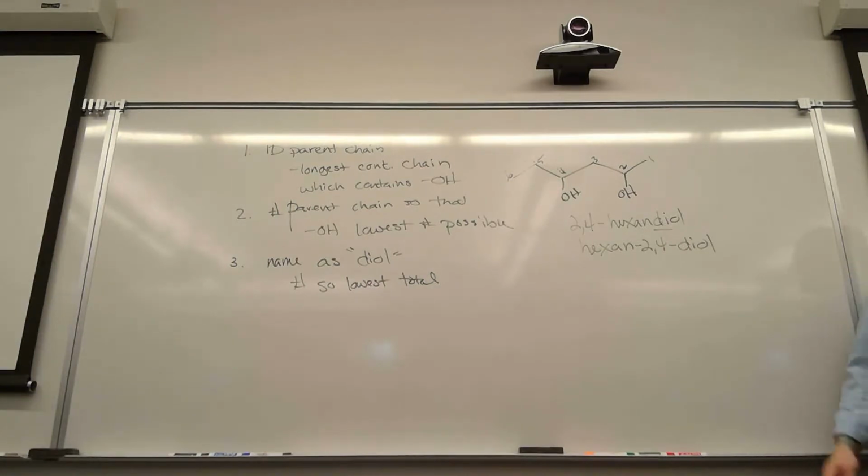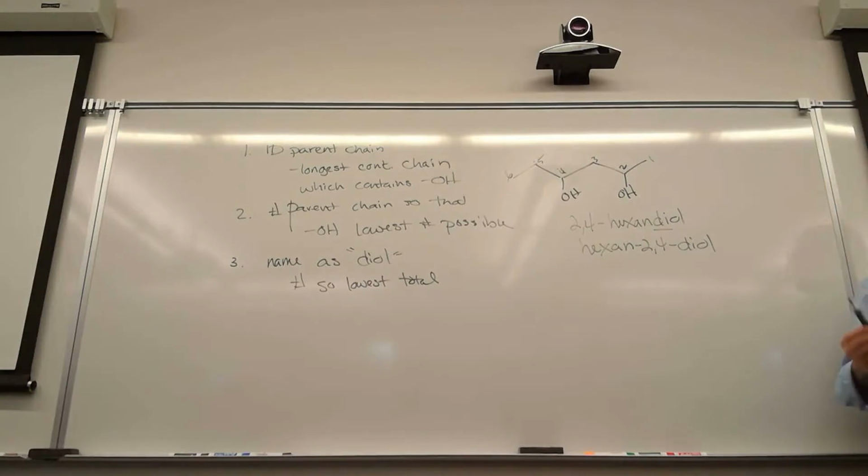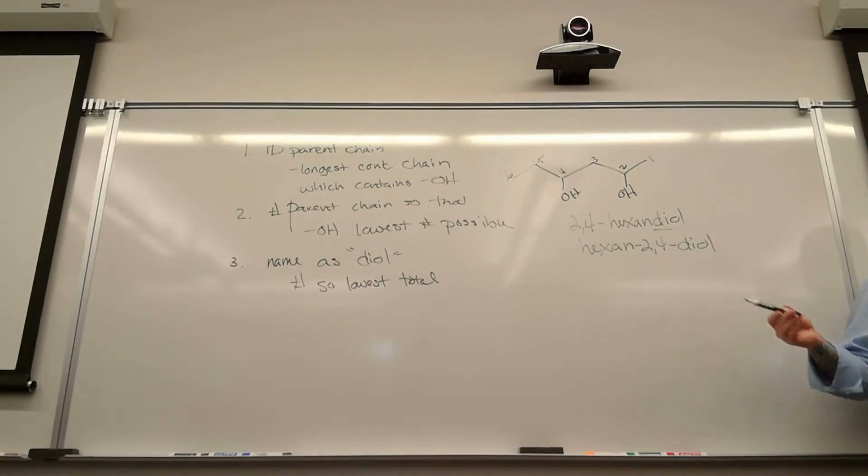And I can see, as I do this more over time, the value of putting the 2,4 next to the diol because it tells you exactly where. It gives you the numbers right next to the functional groups. So both are fine. I don't have a strong preference for the way you do it. Both ways are good. Practice both ways.